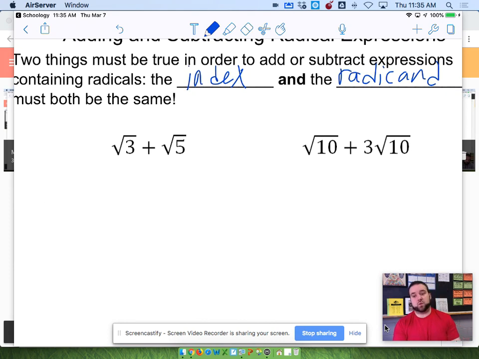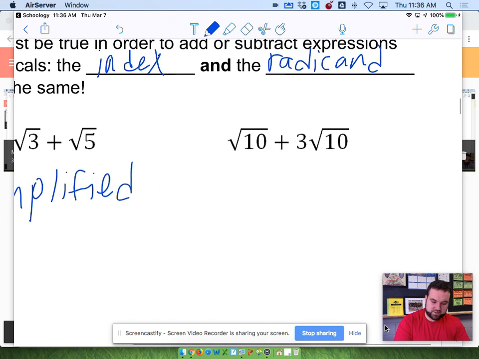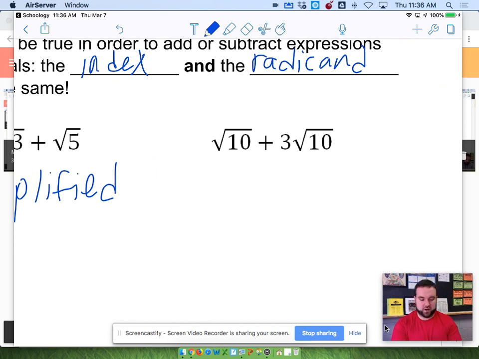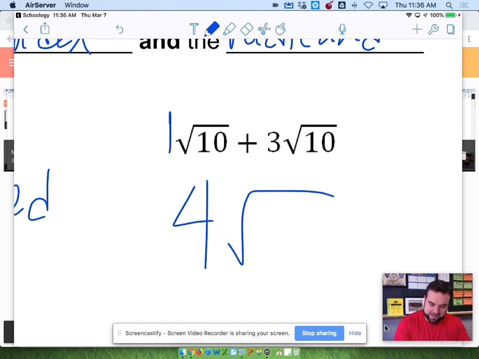We can't combine like terms unless they're both the same root and the same index. So if you see something like the square root of 3 plus the square root of 5, this cannot be simplified. This is simplified to the max. It's something like this where we see how the adding and subtracting works. If I have the square root of 10, we know I can write that as 1 times the square root of 10. So it's basically saying what's 1 square root of 10 plus 3 square roots of 10. If I have 1 of something plus 3 more of something, all I'm going to do is add together their coefficients, and the radicand does not change. So when we're adding or subtracting, if I'm adding root 10s together, that root 10 stays the same.